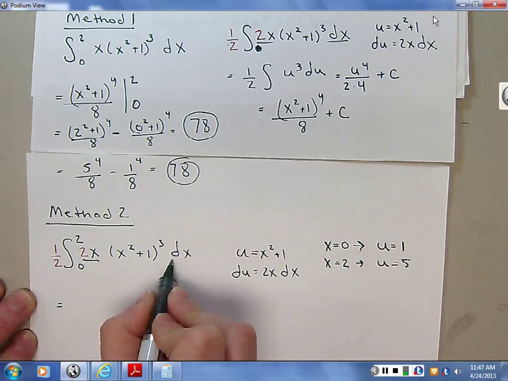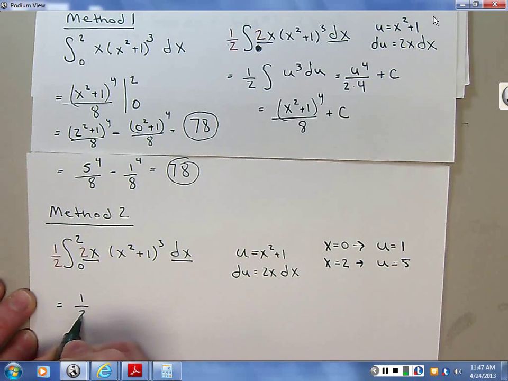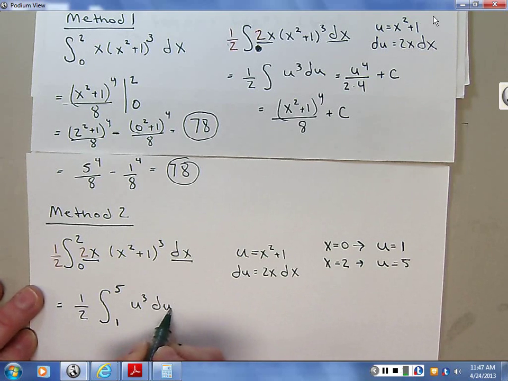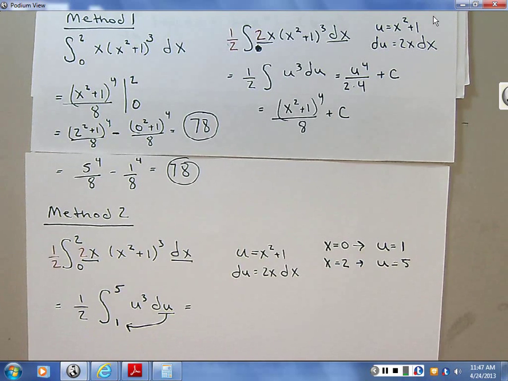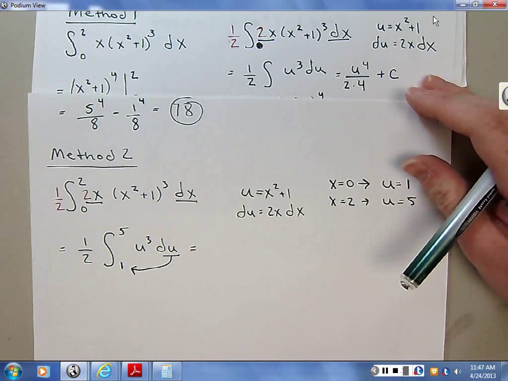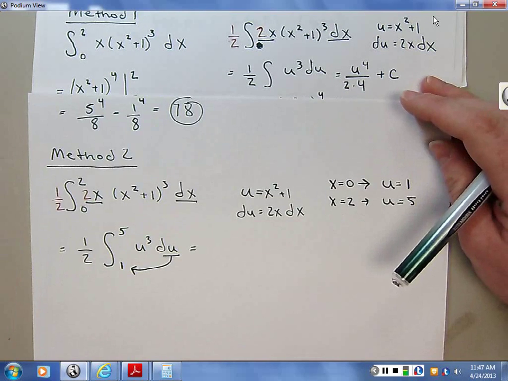So this is exactly du. So I have 1/2. But now my bounds are going to be u bounds. So 0 would be 1. 2 would be 5. So I'm integrating this from 1 to 5 of u cubed du. Du also tells me I'm integrating my u bounds. So I have to make sure that these are bounds on u, not on x. A very common mistake here is to integrate in terms of u and not change your bounds, plugging in the wrong limits or the wrong bounds.